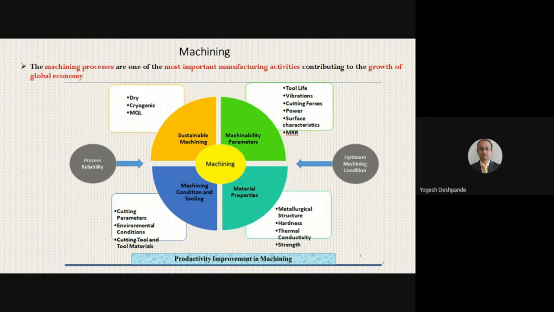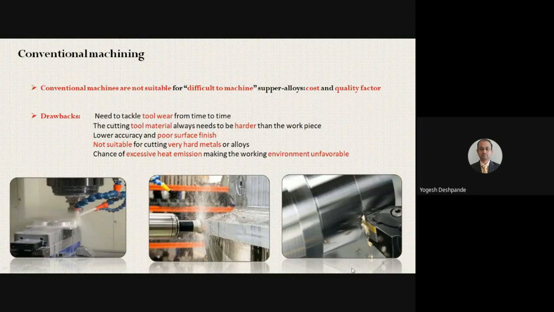Machining is an important activity because it contributes to the growth of the global economy, and that's why in this slide various factors are considered for improving the machining performance and to optimize the machining conditions.